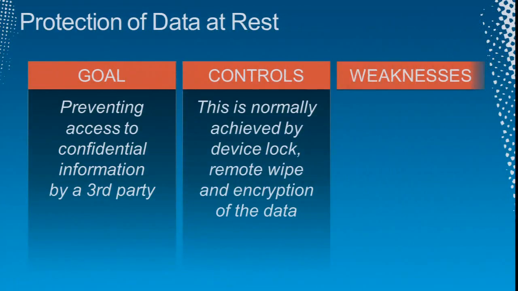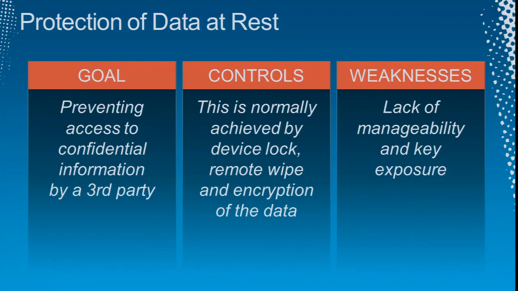So risk management with the phone. Just want to go over a few topics here to make sure you understand what's currently in the phone, have a fact-based conversation about what actually we've done in the platform to try to protect data. So obviously the idea of protection of data at rest is protecting access to your confidential information. Normally this is achieved via device lock, remote wipe, which allows you to remote wipe the device in the case that it gets out of control of one of your users, and then encryption of the data.